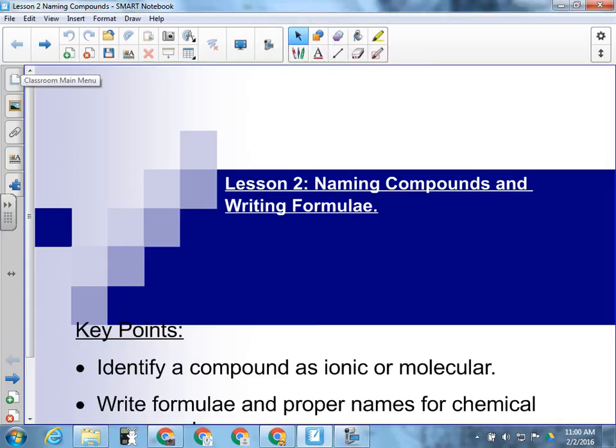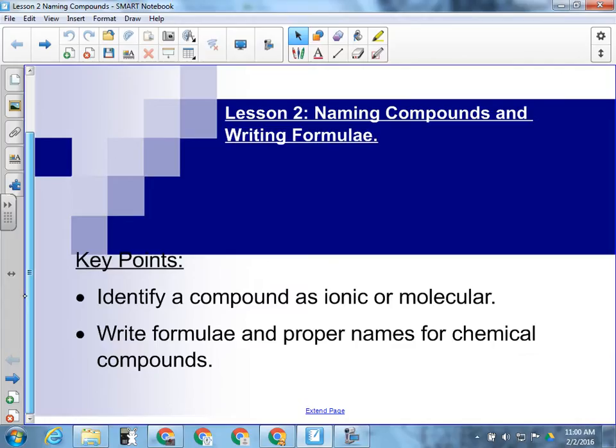All right, so what we're going to look at here is how to name ionic and molecular compounds. Okay, simple kind of binary ones to start with. But then we'll start looking at ones that contain more than two things, and how we name those.